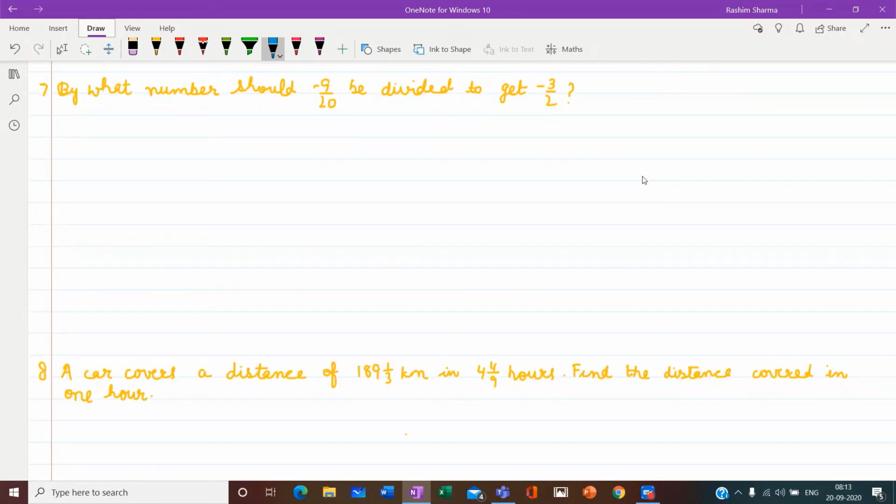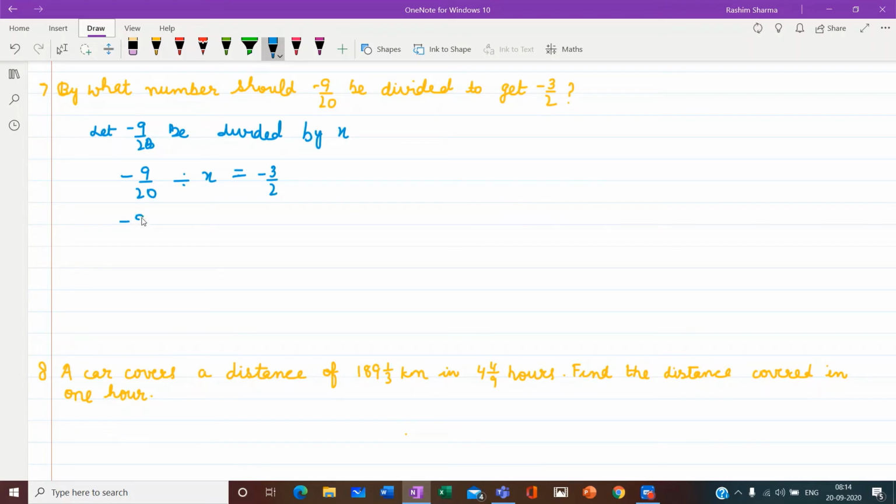Question number 7 is, by what number should minus 9 on 20 be divided to get minus 3 on 2? So we will write here, let minus 9 on 20 be divided by x. So we get here minus 9 on 20, division sign x, it is equal to, get means equal to, the number is minus 3 on 2.